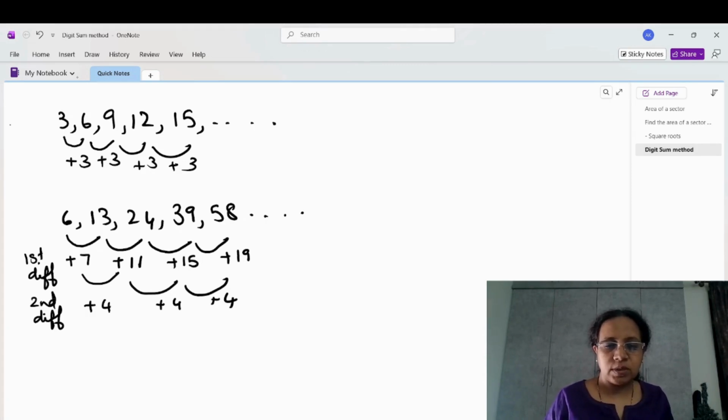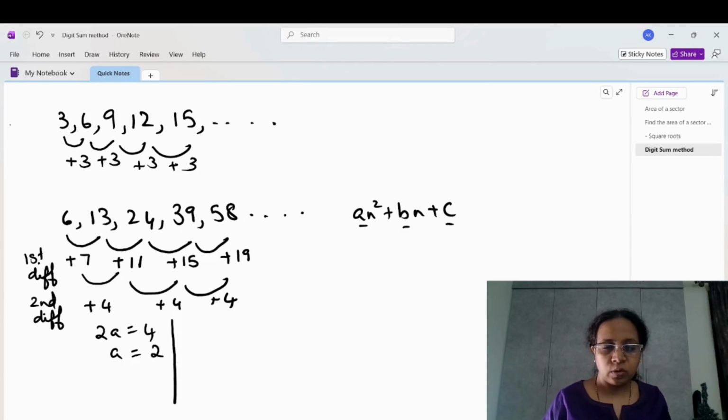Now our quadratic sequence is always of the form an square plus bn plus c. So how do we find the values of a, b and c? To find the value of a, we take 2a is equal to the second difference, that is 4. Therefore a is equal to 2. To find the value of b, we take 3a plus b as the first term of the first difference, that is 7. We can substitute the value of a here. 3 into 2 is 6 plus b is 7. b is 1.